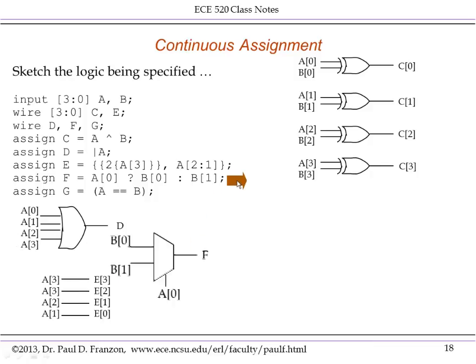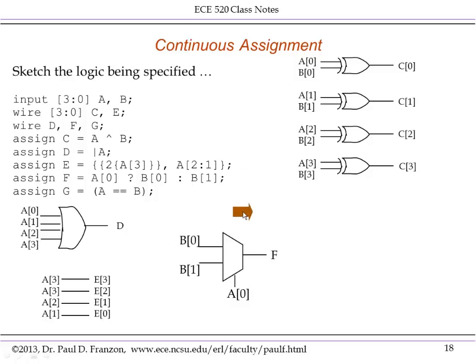Question mark colon produces a multiplexer, just like an if-else statement. A is equivalent to B, produces whatever this is. Could end up being an XOR or a NOR or OR gate. It doesn't matter. We can just write equality and let synthesis work out the details of what logic gates it actually uses. So if A and B are equivalent to each other, then G is 1 or true.